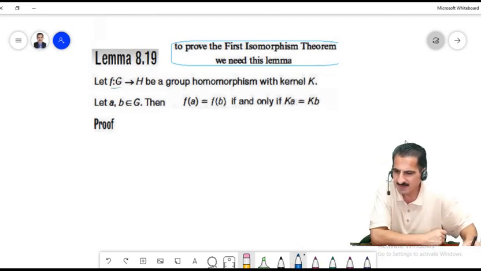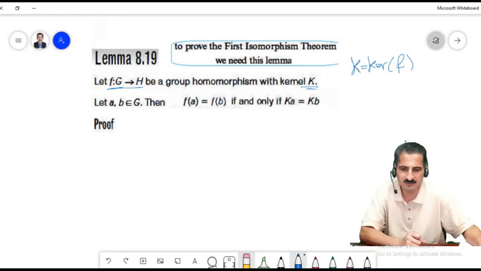If we have a homomorphism again, f from G to H, and K is the kernel, so I would like to write that K is the kernel of f. K is all elements that go to the identity.